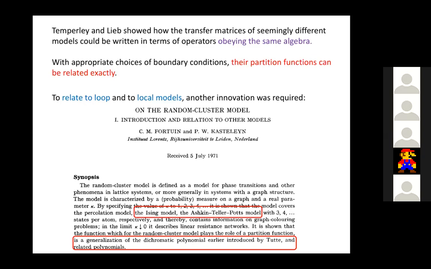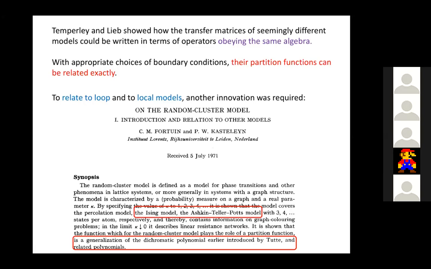Okay, so then the same year, it's one of these things about science that always amazes me, that different people doing seemingly different things get different pieces of what we now see as a big puzzle at the same time. So in the same year, 1971, Fortuin and Kasteleyn were studying various models. And again, you see in there the Ising model, Ashkin-Teller, Potts, which is another, and it's dichromatic, and there they use Tutte instead of Whitney. So they're relating these, and they notice this.